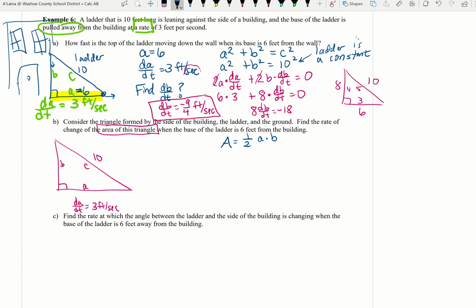Now, again, we are going to be doing this at the instant where A is 6, which we already found out means that B is 8. By the way, we also know the rate of change of B now because we found it in part A as negative 9/4 feet per second. So those might also be useful things for us to use.